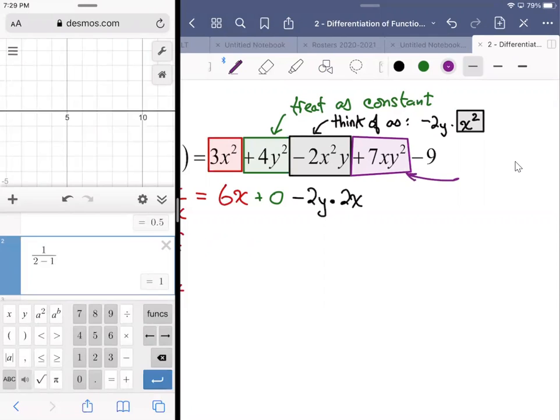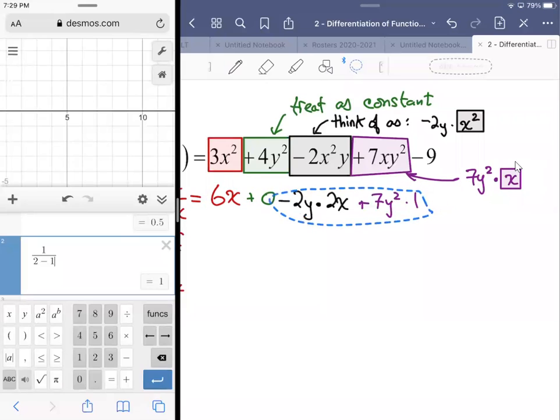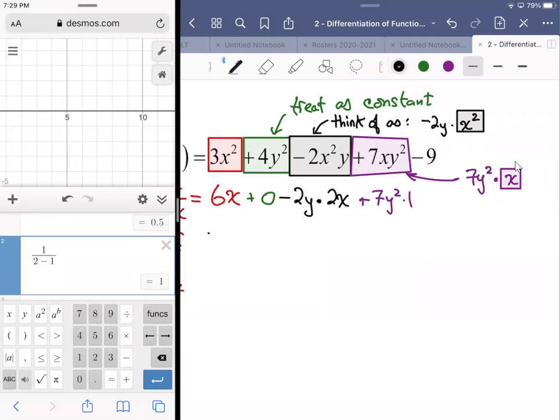We want to think of this one as 7y squared times x. And then we differentiate just the x. Derivative of x is 1 times 7y squared, so 7y squared times 1. The 9 goes to 0 because 9 is a constant. All right, so that would be a partial derivative, which I can clean up and write as 6x minus 4xy plus 7y squared.